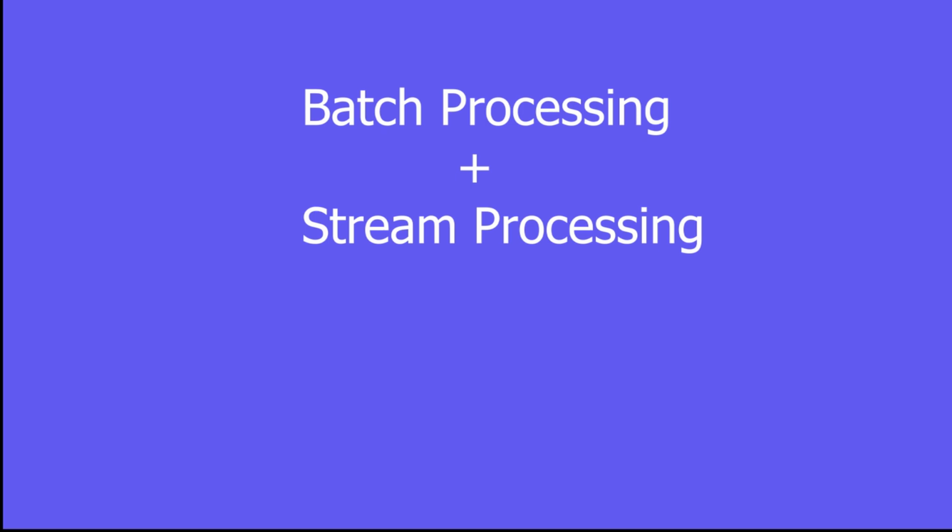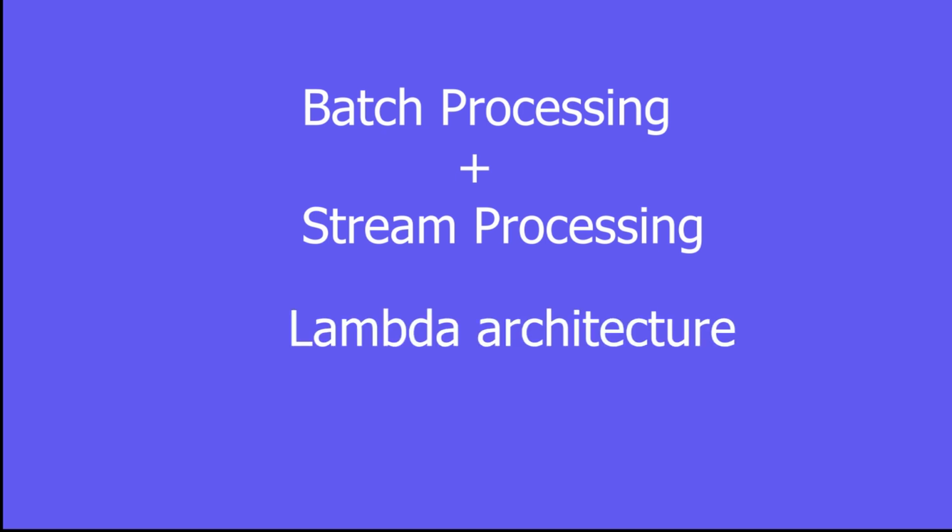In many modern data processing systems, there is a growing trend towards combining both batch and stream processing to create a hybrid architecture. This is often referred to as Lambda architecture or Kappa architecture.